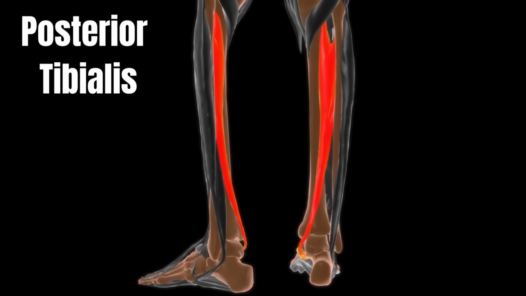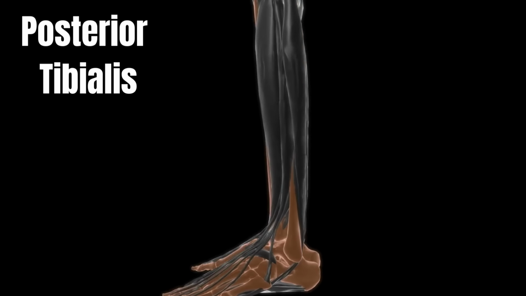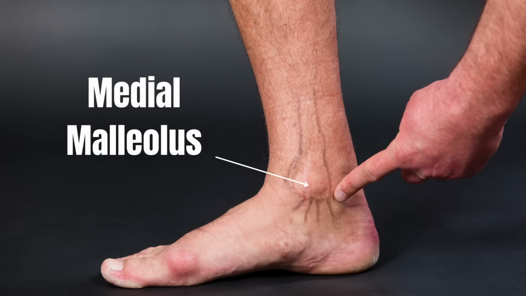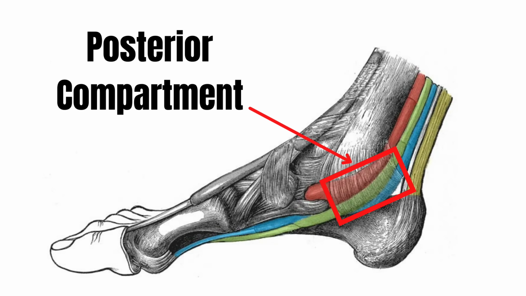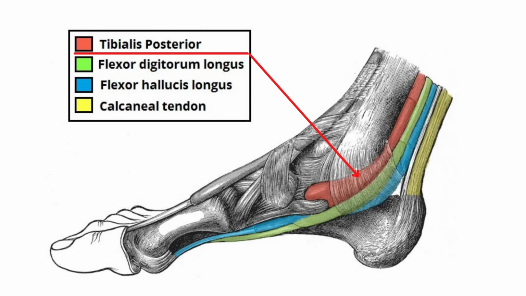It's located on the inside of the lower leg, and it runs down the leg under the medial malleolus, which is like the dome-shaped bone on the inside of your leg, the deep posterior compartment, and then attaches to several bones in your foot. So what's causing this condition?